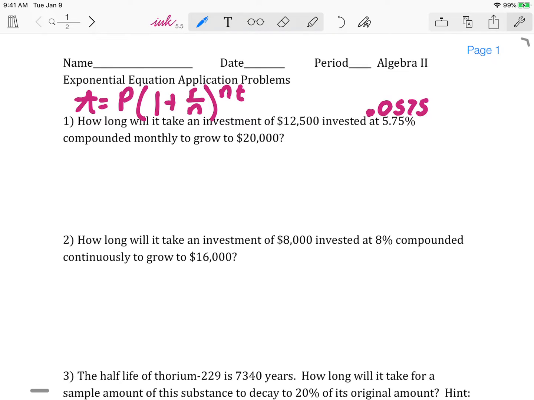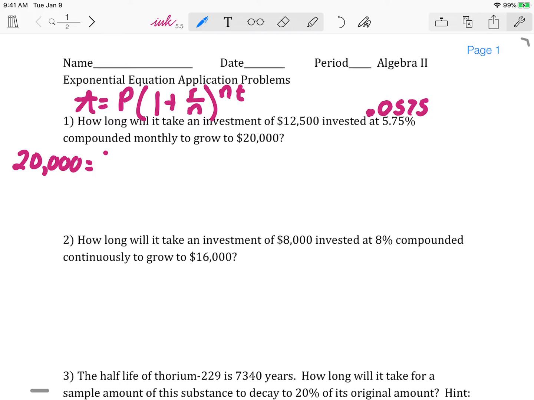Okay, so number one. How long will it take an investment of $12,500 invested at 5.75%, compounded monthly, so there's your compound equation right there, to grow to $20,000? So the A is what we were looking for in that last set of problems a couple weeks ago, but now I know A. A is the amount that I now have, which in this case is $20,000. So $20,000 goes in for A.